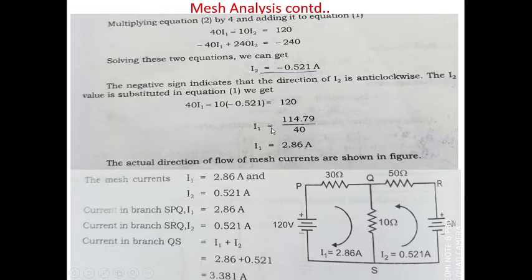So I1 current, since it is a negative current, we have to draw this in the anti-clockwise direction. I2 we will be marking like this. So we can see the mesh currents: I1 is equal to 2.86, I2 is equal to 0.521, and this branch current we can see through QS. What is the branch current? It will be I1 plus I2. So 2.86 plus 0.521 we will be getting 3.381 ampere. So this is how we are solving this problem.